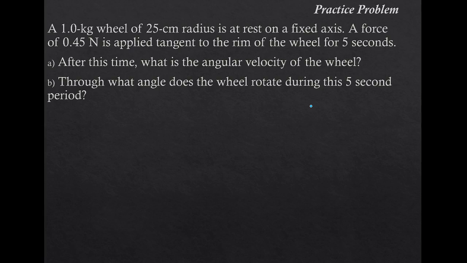For example, a 1 kilogram wheel of 25 centimeters is at rest. A force of 0.45 newtons is applied tangent to the rim of the wheel for 5 seconds. After this time, what's the angular velocity? And through what angle does the wheel rotate? Okay, so let's see what we have. The mass is 1 kilogram, and we have a radius of 0.25 meters. We'll call that a big M. And we have a force of 0.45 newtons for a time of 5 seconds.